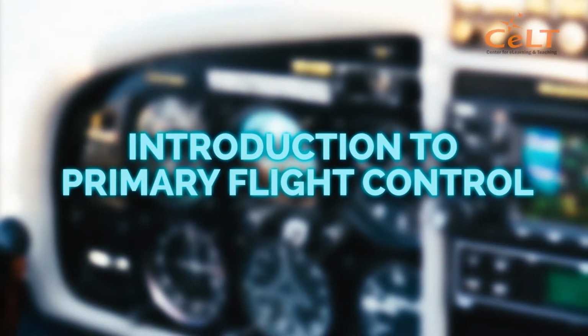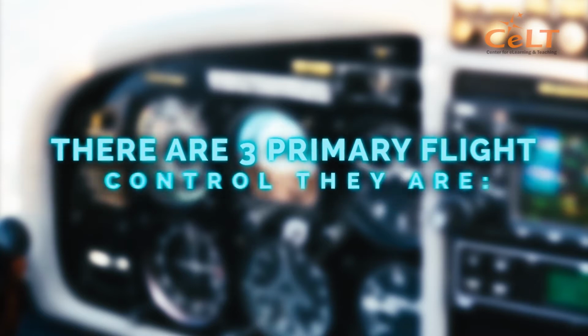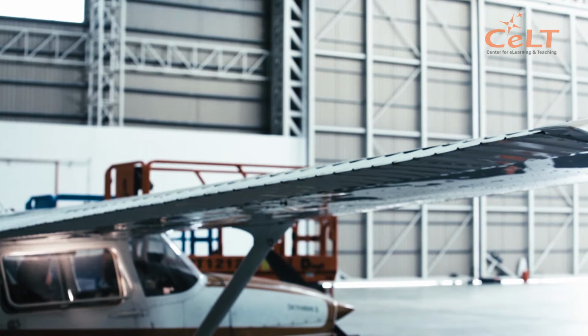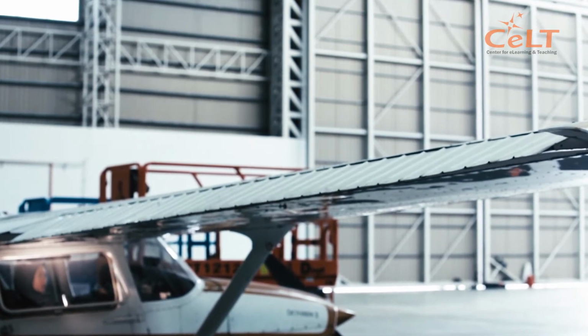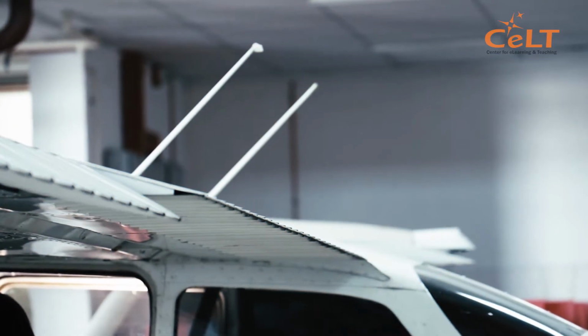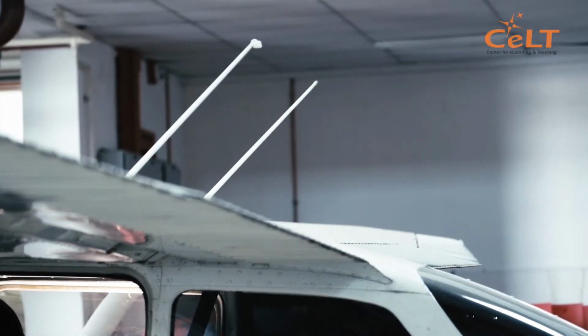Introduction to primary flight control. There are three primary flight controls. They are ailerons, horizontal surfaces located on the wing tips, which provide roll control, rolling the aircraft to the right or left.